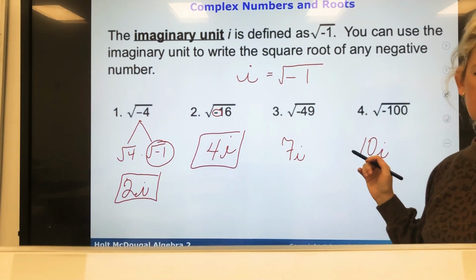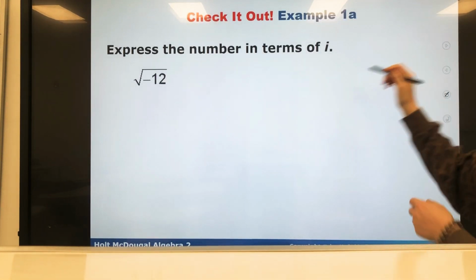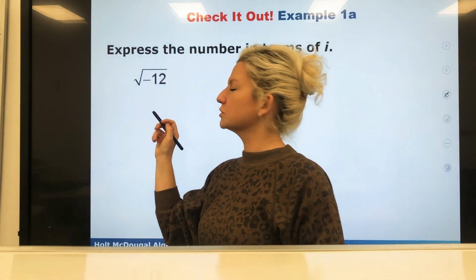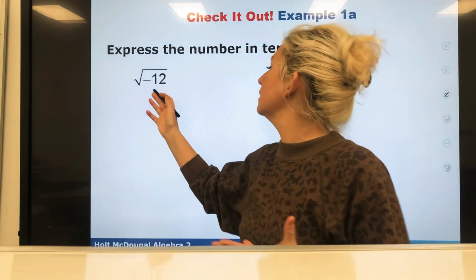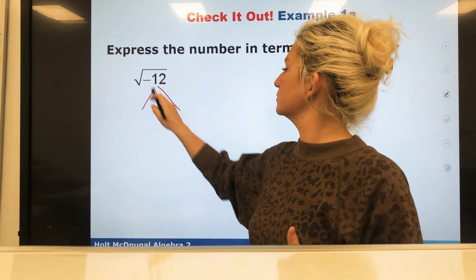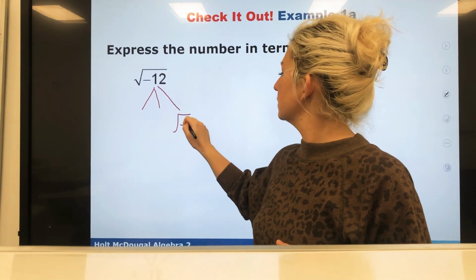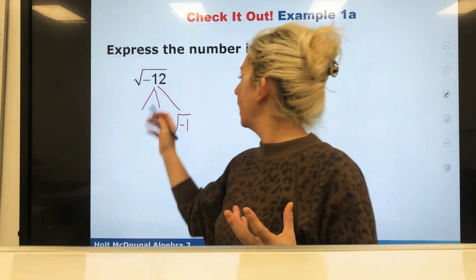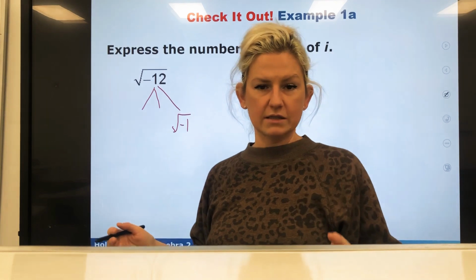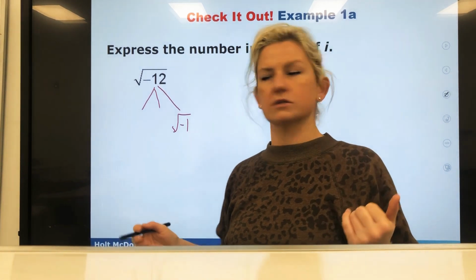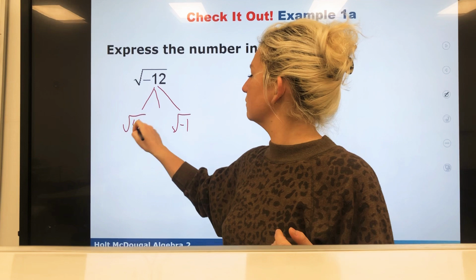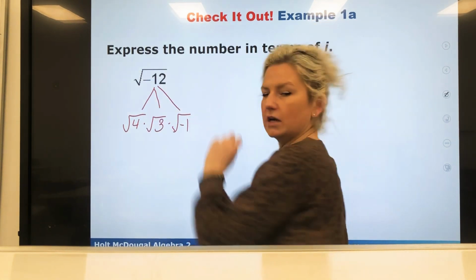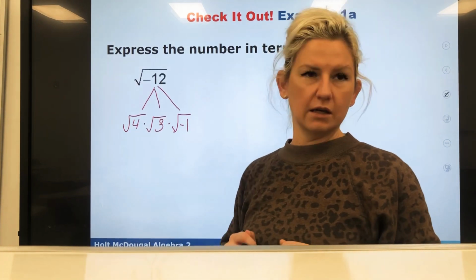But they're not always going to be these nice, pretty perfect ones. So here, how would I express this one in terms of i? The square root of -12, okay? We could break this up. First things first, we know there's going to be a square root of -1 in there, right? That's our i. And then how can we break up the 12? I want to use one of my perfect squares. Remember when we made that list of all the perfect squares? I want to use the biggest one on the list. In this case, I'm going to break it up as radical 4 times radical 3, and then times your -1. That's where you get the -12.